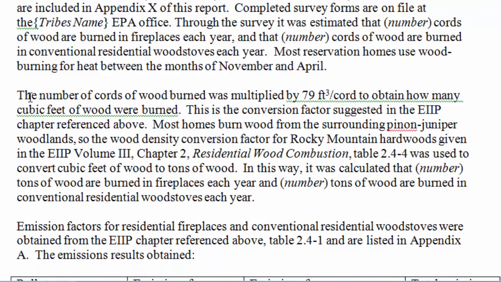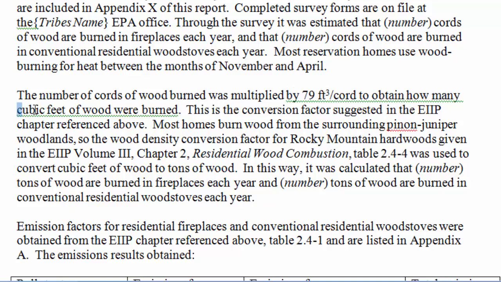And the calculations for the amount of wood burned is tricky because there's two things that have to be factored in. First, people buy wood in cords, but you need to know the volume of a cord. Well, the volume of a cord is 79 cubic feet. So that's the first calculation, and the next demonstration will show you this calculation in Excel.